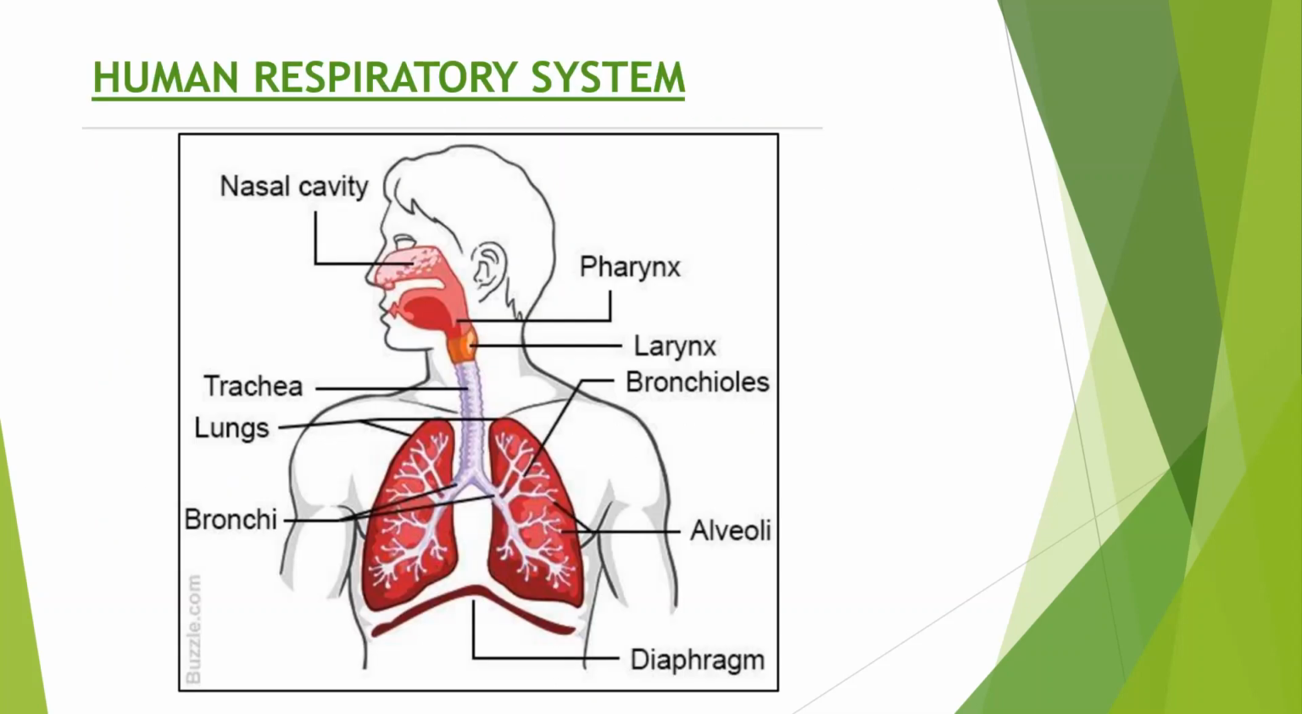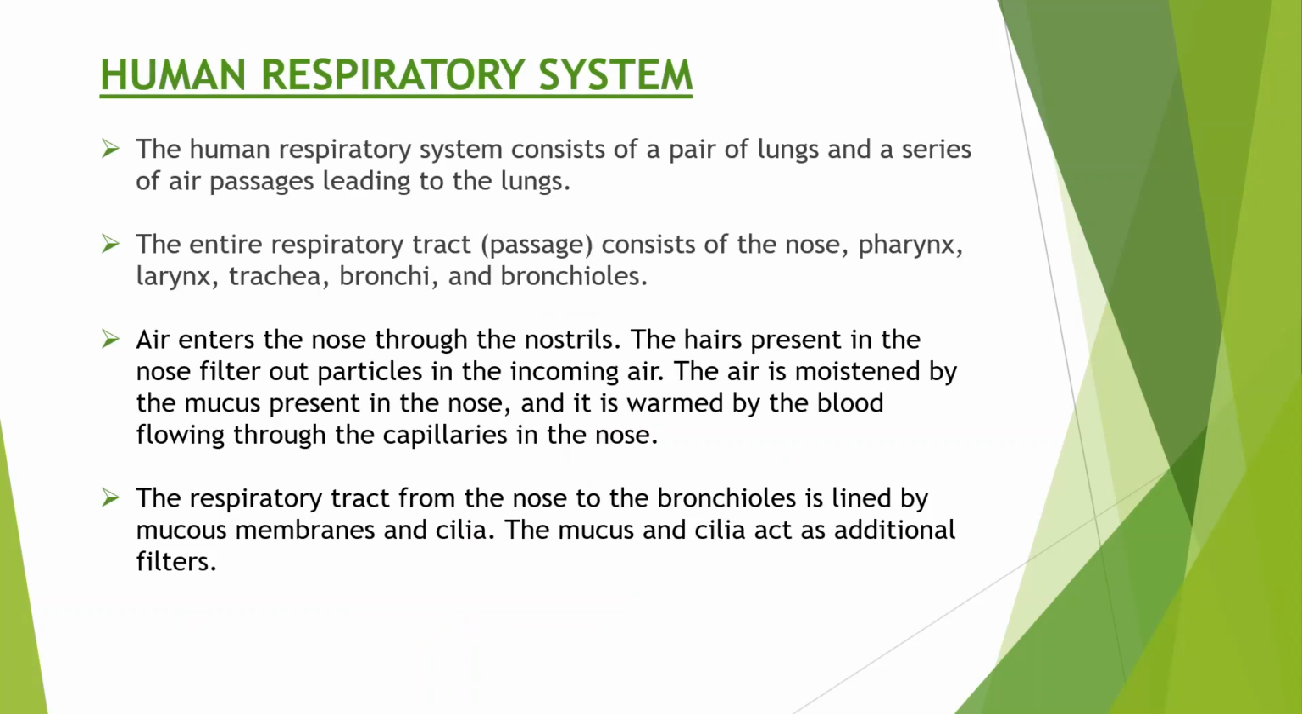So this is the structure of the human respiratory system. It consists of the nasal cavity, pharynx, trachea, larynx, a pair of lungs, bronchioles, and bronchi. The sac-like structures are known as the alveoli, and there is the diaphragm. The human respiratory system consists of a pair of lungs and a series of air passages that lead to the lungs. The entire respiratory tract consists of the nose, pharynx, larynx, trachea, bronchi and the bronchioles.